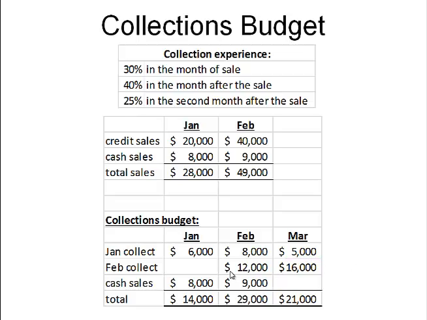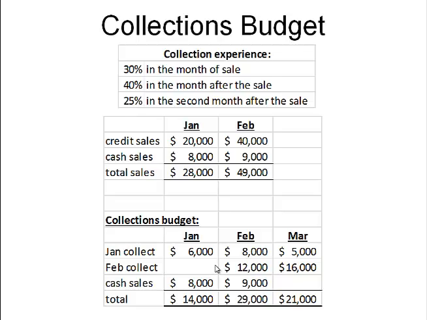February collections for the credit sales, this $12,000 came from February sales times 30%. The next month would be that 40% times the $40,000. Of course, the cash sales would go in the month sold. And we don't have March's activity to know what cash sales to put in here, so this is an incomplete column.